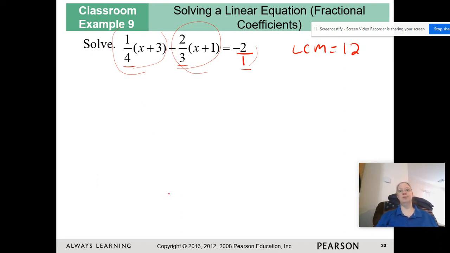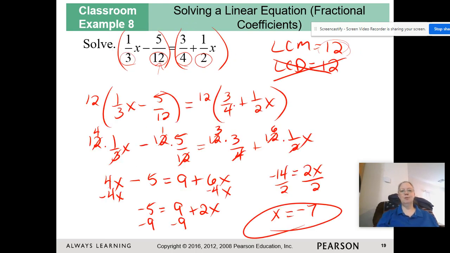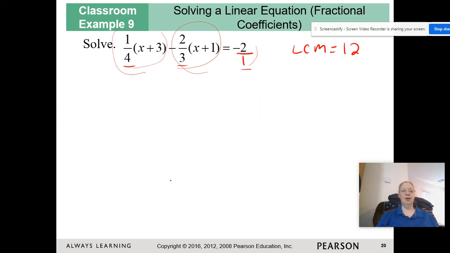That is a coincidence. It's not always going to be 12, but in this case, because we have a 4 and a 3, smallest number that they both go into is 12. So I'm going to multiply. Now, with the previous example, I multiplied both sides and then I distributed. Okay. I'm going to save myself some time by skipping this step and going directly to this step where I'm just going to actually distribute rather than worrying about multiplying both sides. So I'm just going to distribute that 12. If you want to write it more times, feel free, but this is faster.